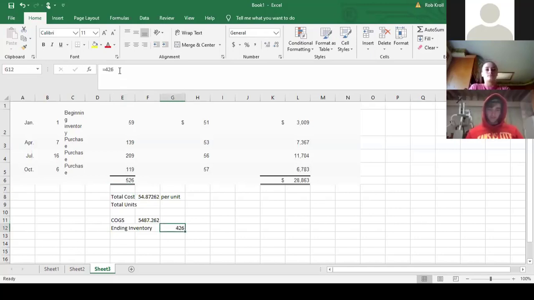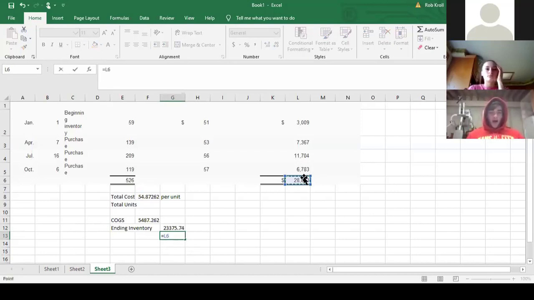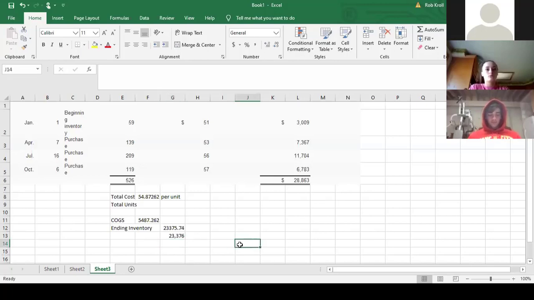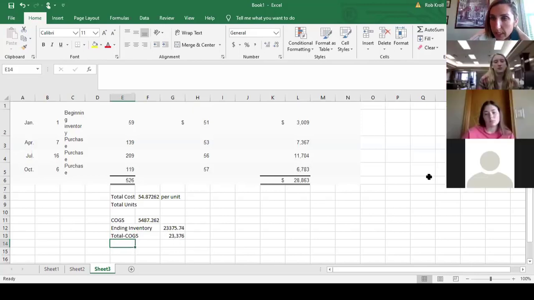So this ending inventory would be 426 units multiplied by this cost per unit. Now, it doesn't balance to if we had taken our total minus the cost of goods sold because of rounding. You can see how one is rounded off to a whole dollar, right there. That's where I took the total and subtracted cost of goods sold. But it's close. It's just the rounding that throws it off. So, any questions about weighted average?